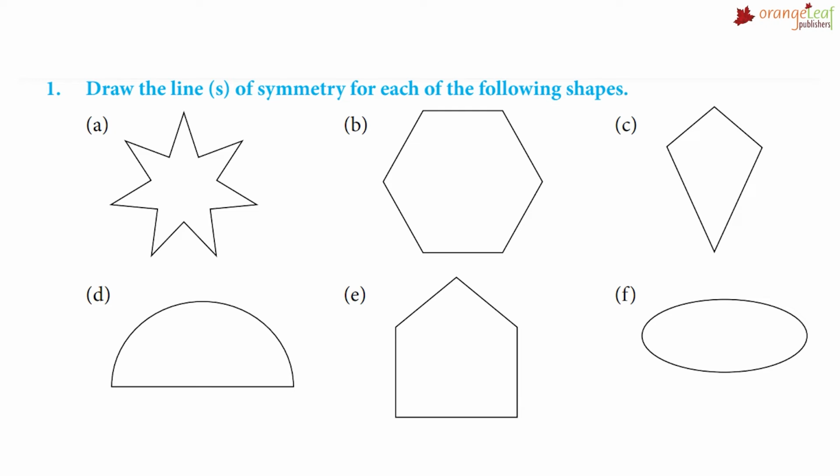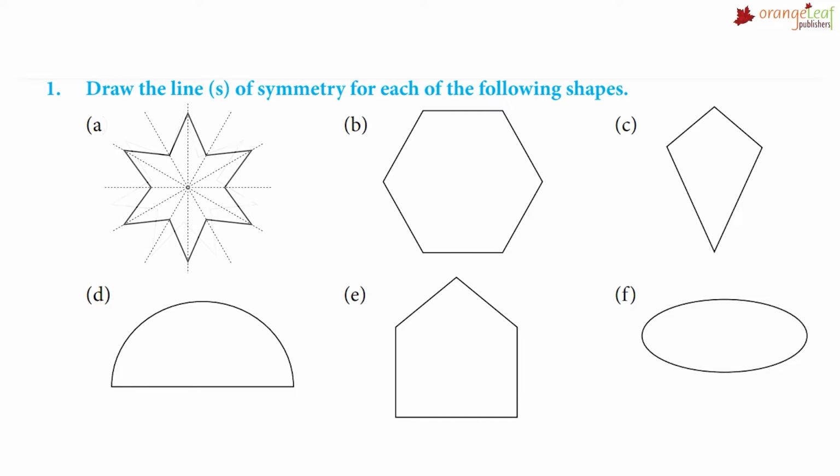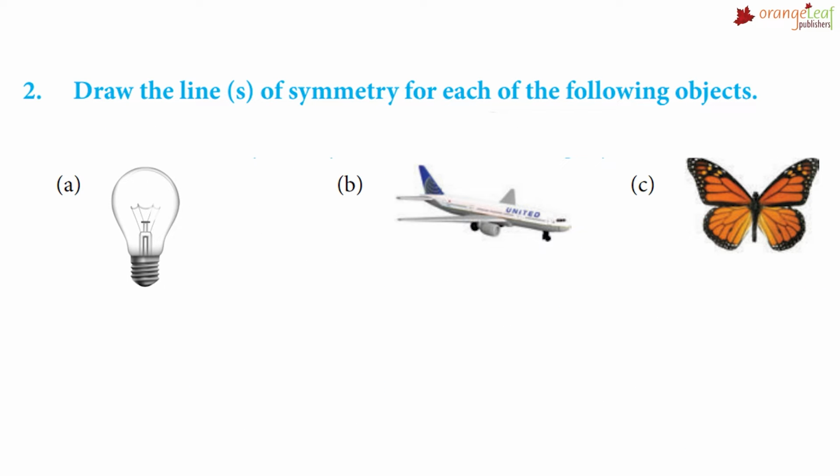Draw the lines of symmetry for the given figures. Here we have a picture of a star. We can see that it has 6 lines of symmetry. Now let's draw the line of symmetry for the given pictures. Here is an electric bulb. We can see that it has only one line of symmetry. It passes vertically from top to bottom through the center of the bulb.